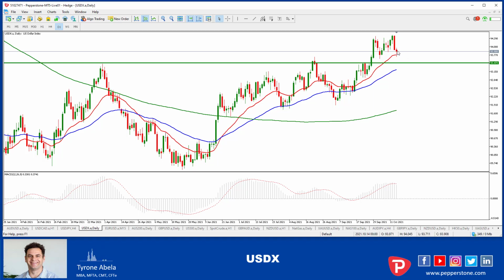Now that it is actually testing this level, if you want to short it, of course, it has to break down past the 20 on a daily. If the daily doesn't close below the 20 moving average, you would not be shorting this. So you definitely want to be waiting for that and waiting for the price action to lead the way on this one. This, of course, leads us to the euro.